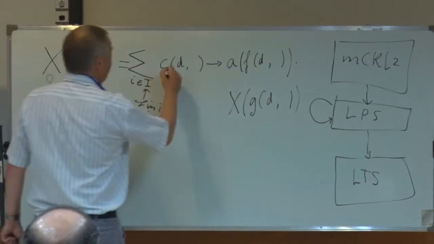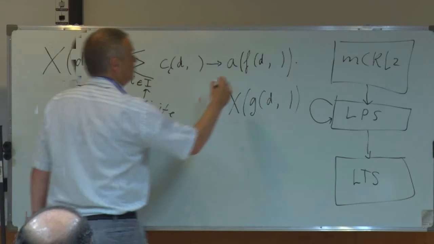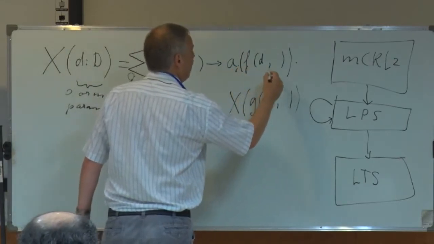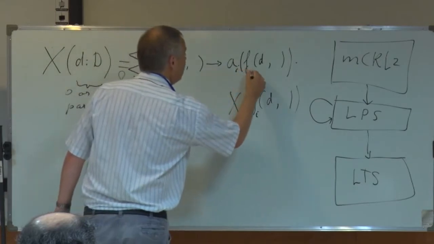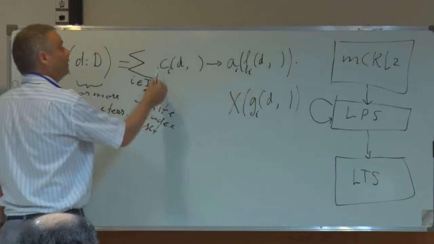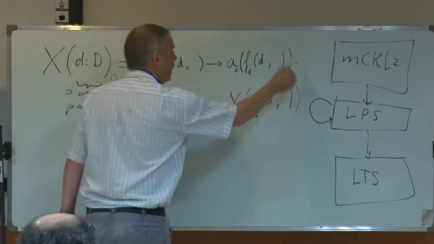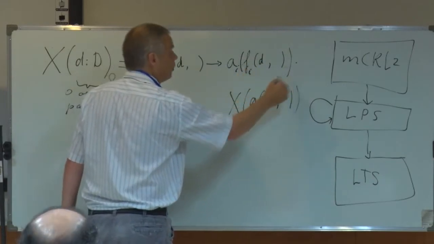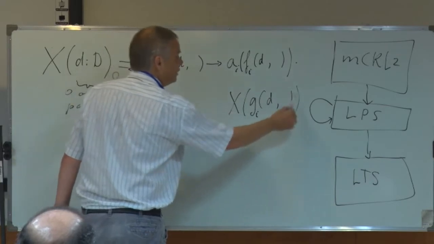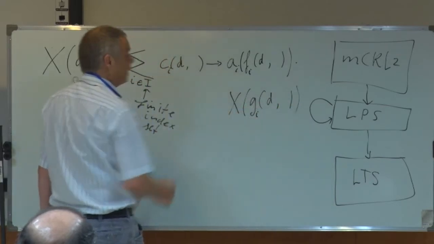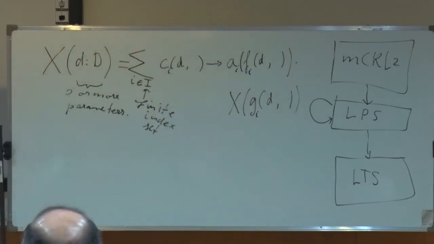And I simply use this index I here to indicate that every summand can have its unique condition, its unique action with its unique 0 or more parameters, and then its unique effect when you reach x again. There's something more, that's the sum operator.